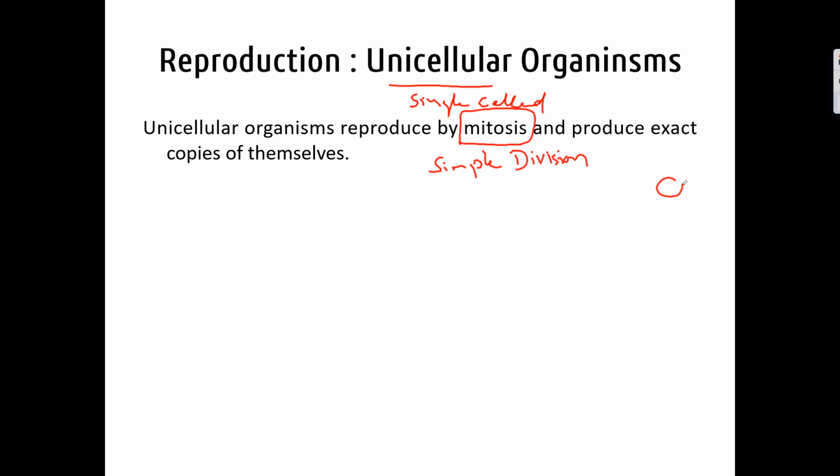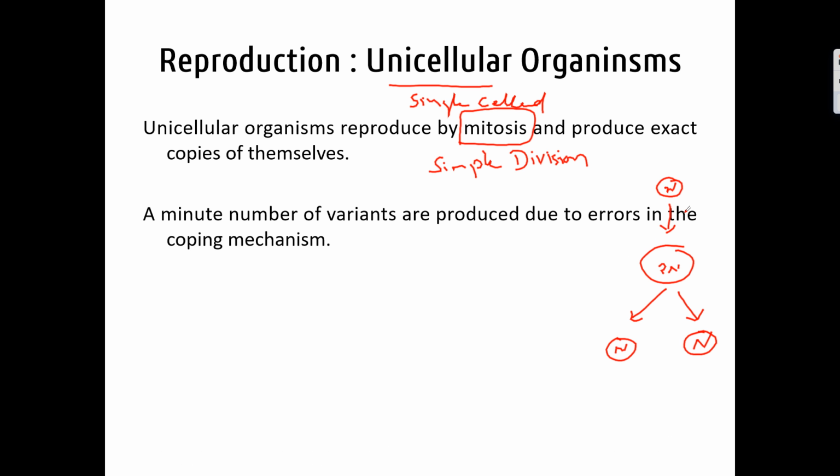Suppose this is the parent cell, and suppose the DNA content I am writing as N. This DNA will get doubled first, it will become 2N, and then the cell will divide, and 2 daughter cells will be formed. The DNA content will be equally distributed between the 2 daughter cells. So this is how mitosis takes place.